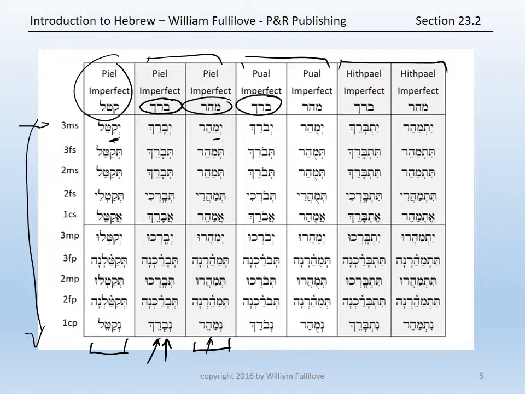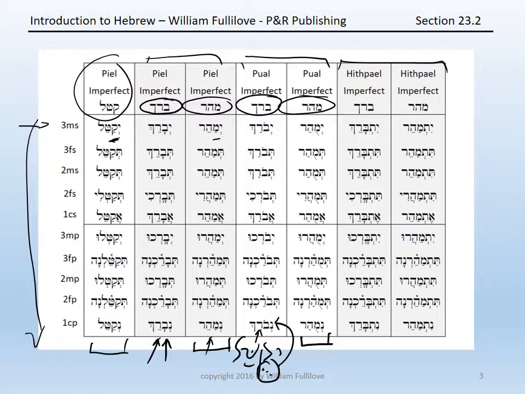Whereas a Pual imperfect would have had the form kutal, the refusal of the resh to double causes the compensatory lengthening. The kibbutz has become a holam. On the other hand, with mahar, in a situation of virtual doubling, the kibbutz remains. Yumuhar, tumuhar, tumuhar, tumuhari, omuhar. Yumuharu, tumuharna, tumuharu, tumuharna, numuhar.